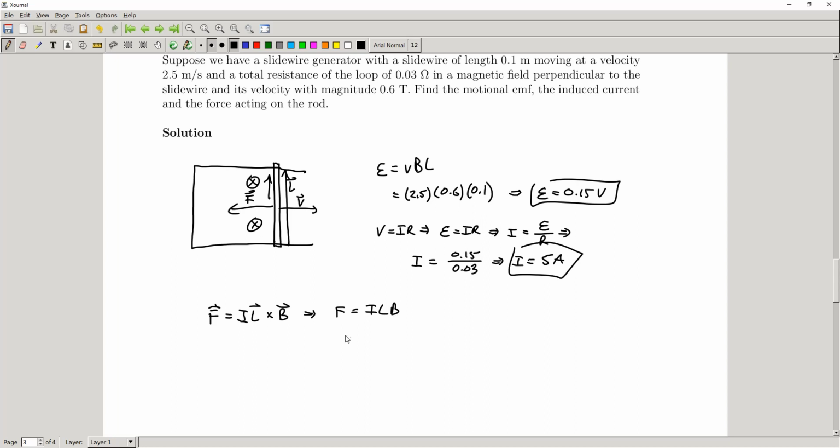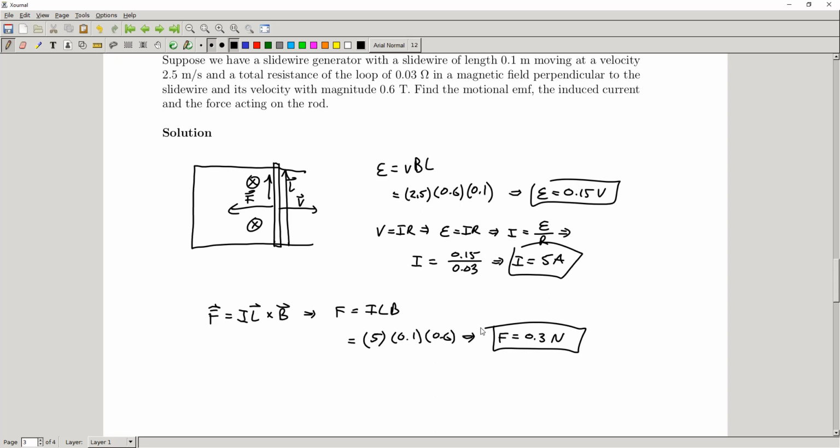And now we're just at the point where we can substitute in numbers. We just calculated I. We know what L is. We know what B is. And so if you clean that all up, you can find an F, which is going to be equal to 0.3 newtons. Can't read my notes here, but I'm assuming that's correct. Double check that, but that should be right. And we know that it's pointing off to the left here.